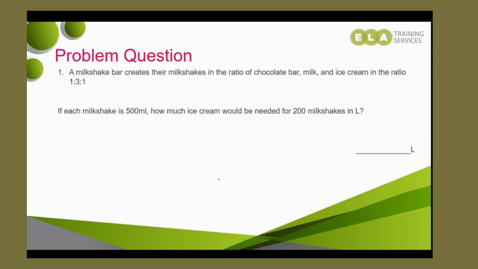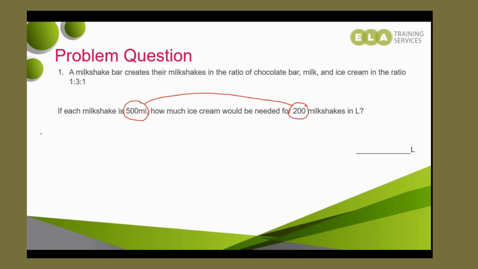A milkshake bar creates their milkshakes in the ratio chocolate bar, milk and ice cream in the ratio 1:3:1. If each milkshake is 500 millilitres, how much ice cream would be needed for 200 milkshakes in litres? Okay, so first things first, do we have a total? Yes. So we have our total here. So we know it is a proportional division question, but we need to know how much 200 is.